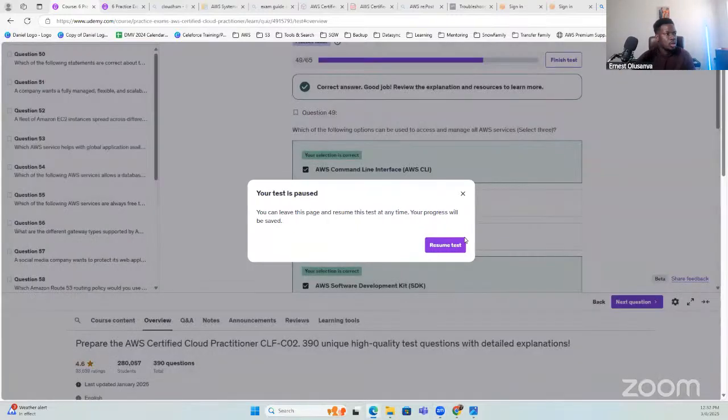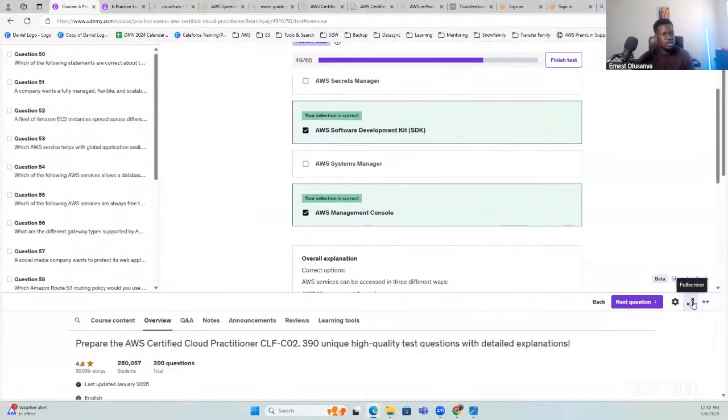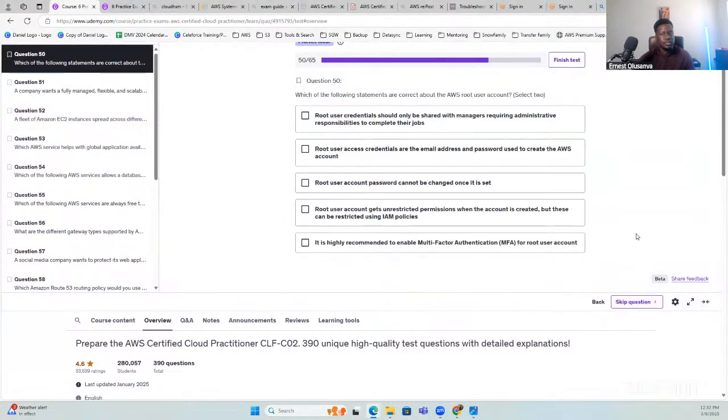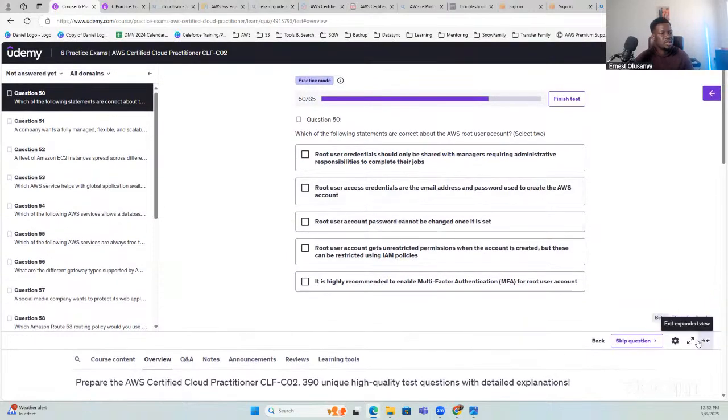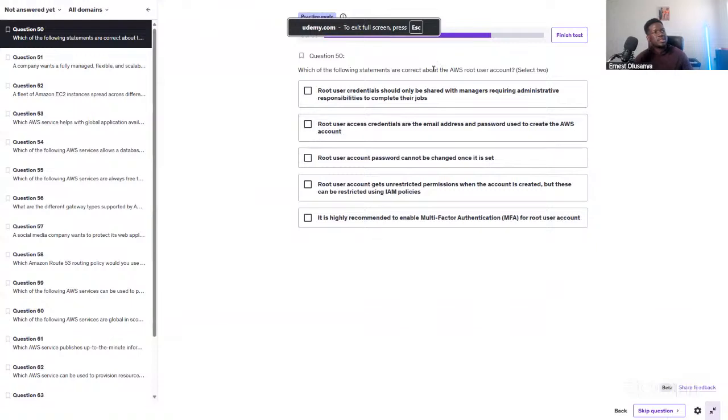So we already answered this one. Let's move to the next question. The next question says, which of the following statements are correct about the AWS root user account? You're supposed to select two here. Option one, root user credentials should only be shared with managers requiring administrative responsibilities to complete their jobs. We're gonna keep that for a while. Maybe we will come back to it.